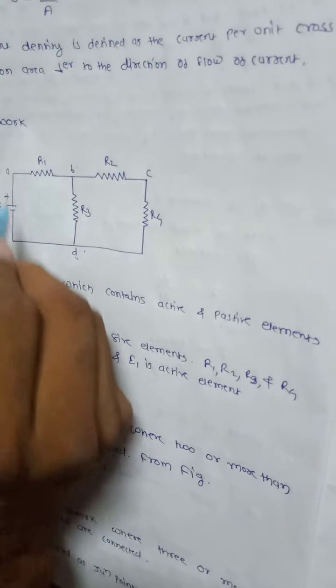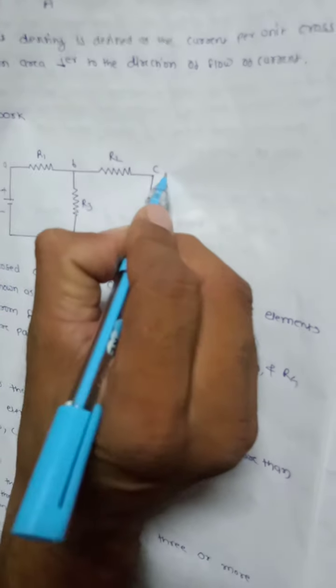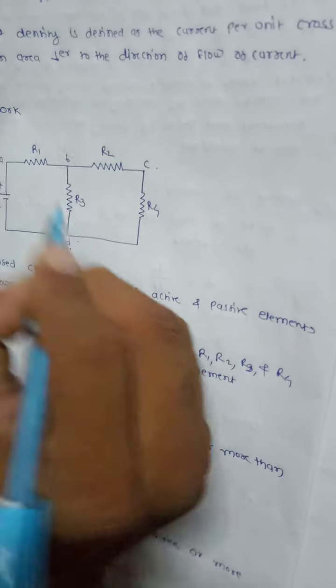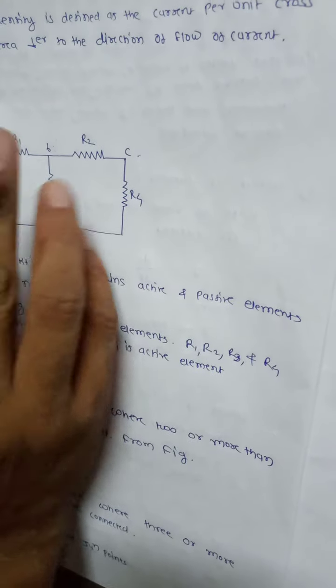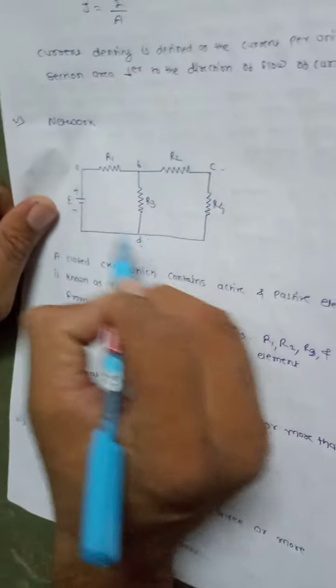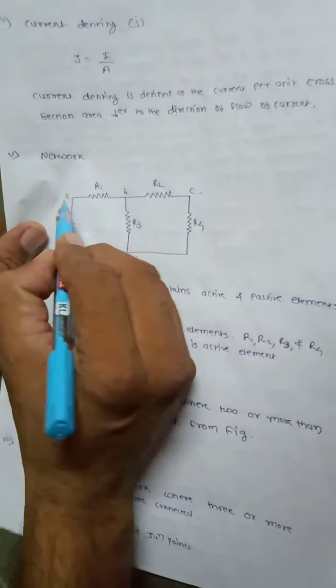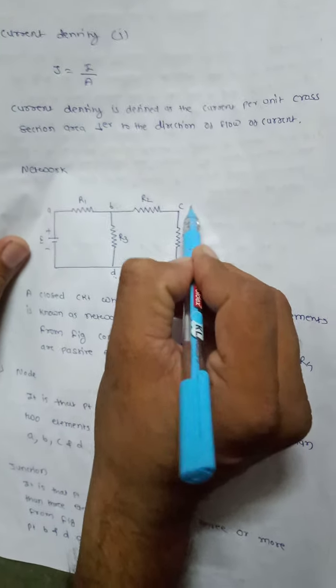This is the second loop. Okay, and third is C, D, B, C. This is the third loop. From this figure, there are 3 loops. First is B, C, D, A. Second is B, D, A. And third is loop C, B, D, C.